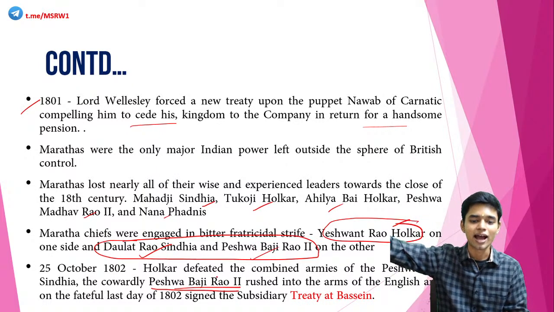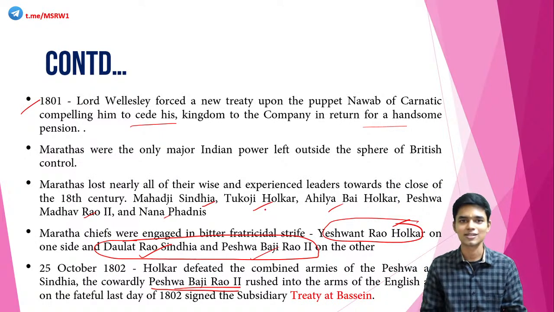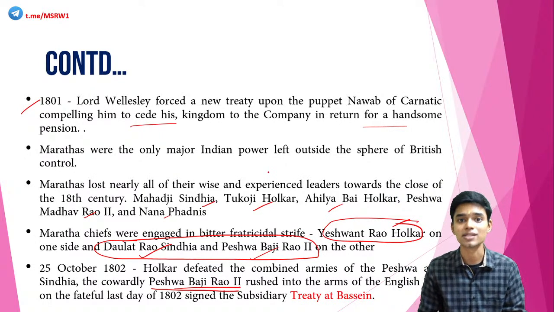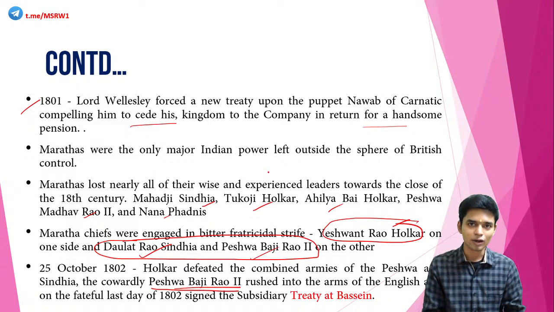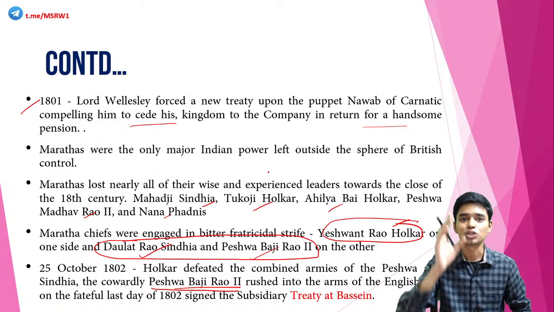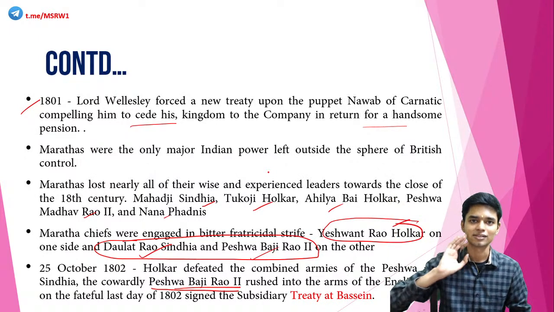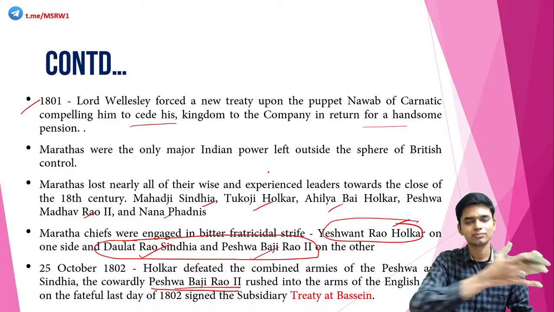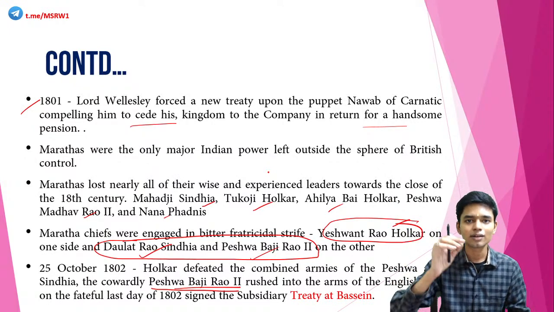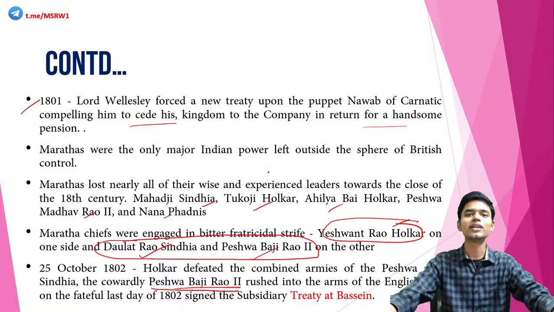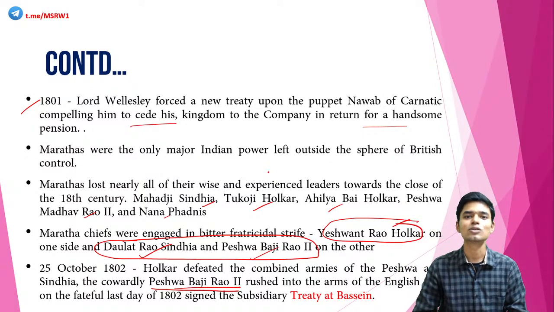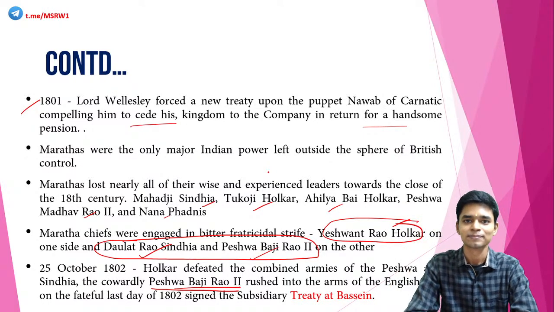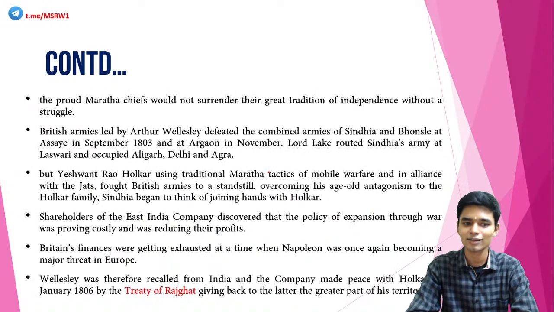and accepted the Subsidiary Alliance, which is also known as the Treaty of Bassein. Until now, people like Nana Fadnis made sure that they would not accept the Subsidiary Alliance because they were visionaries. They knew what would happen once they accepted it. But now, when they had all died, the coward and utterly worthless Peshwa Bajirao II went to the British for help and signed the Subsidiary Alliance. So the British basically got a lottery. They were hoping for something like this, and they got exactly what they wanted.